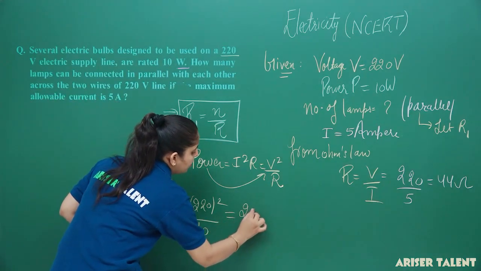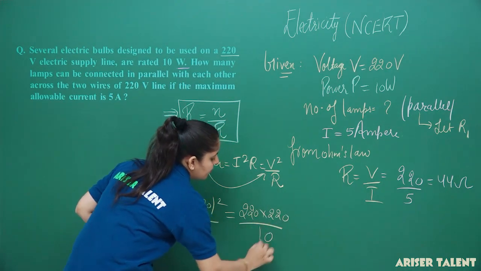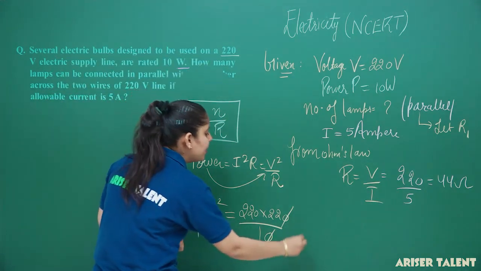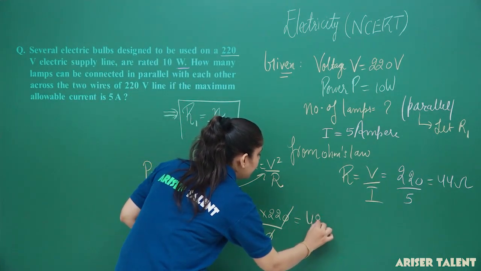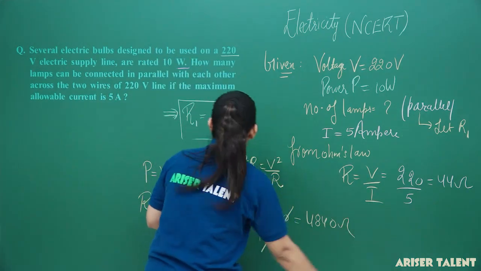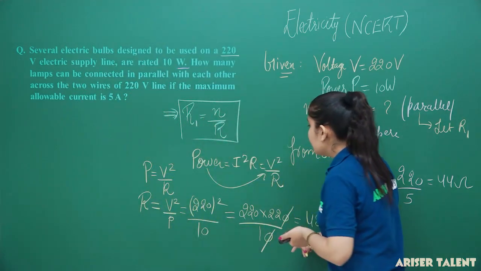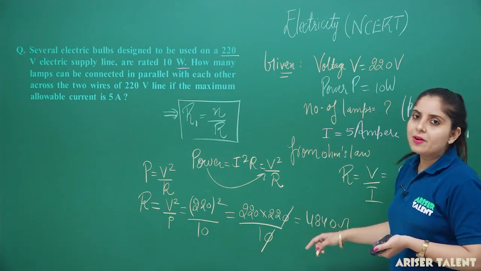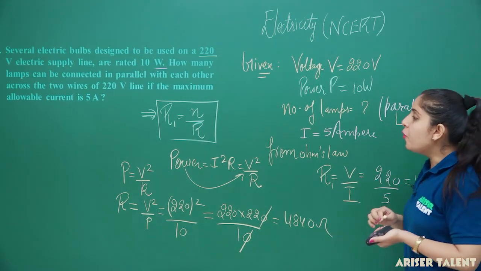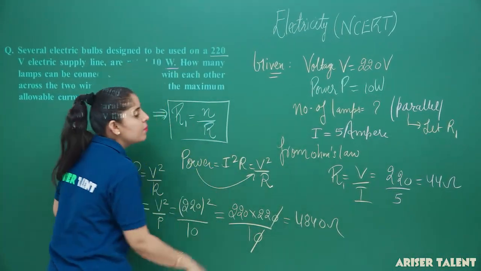So 220 into 220 upon 10. 10 will be cancelled by 10, and what we will get here is 4840. This is the resistance here. This resistance we have calculated is our R, that is for the power, and earlier we calculated the resistance as R1.